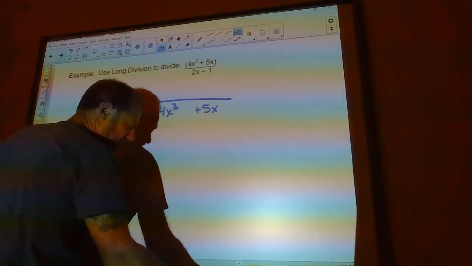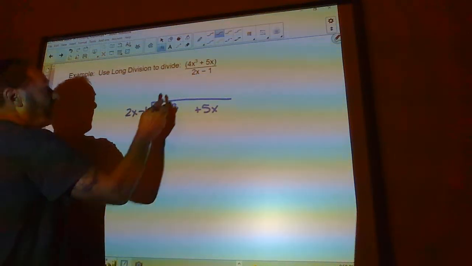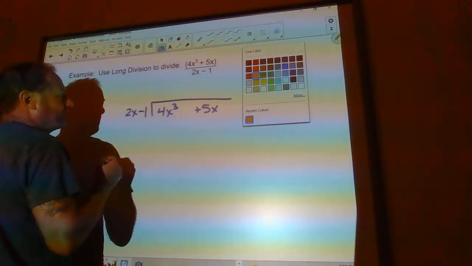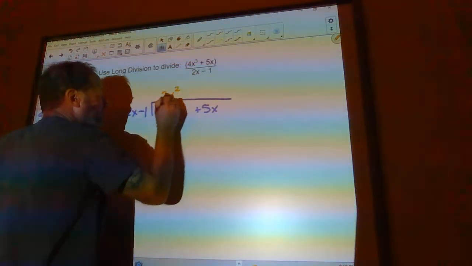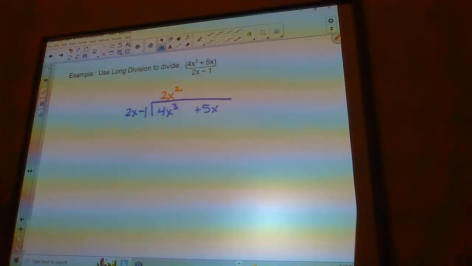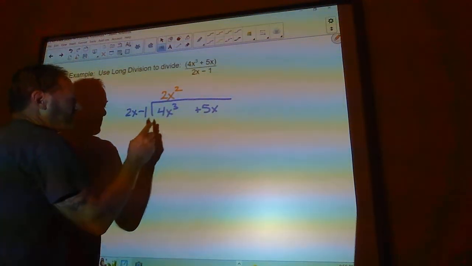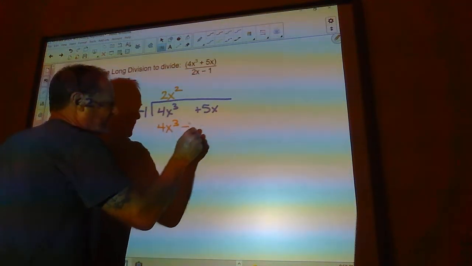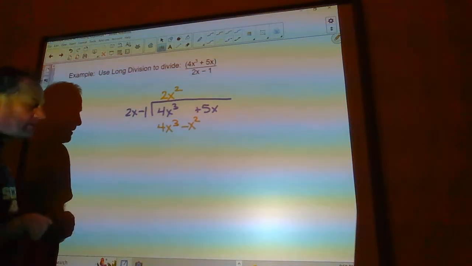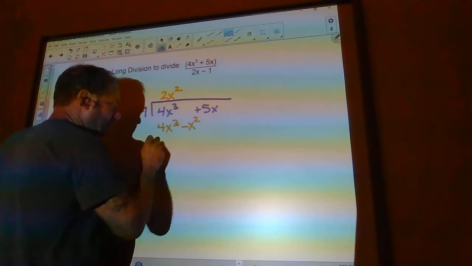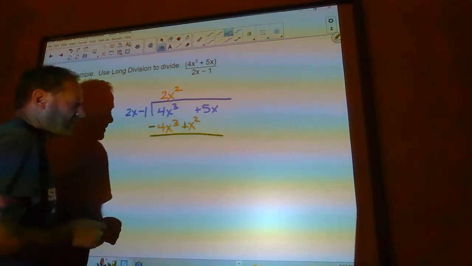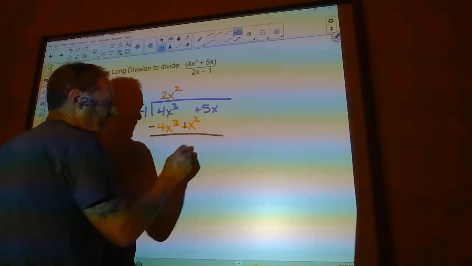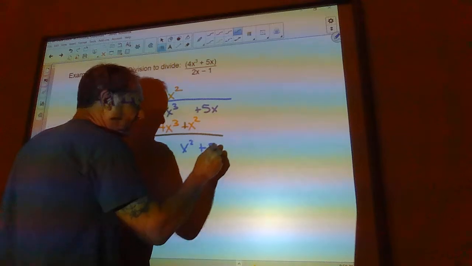Okay, so I asked myself, what do I have to multiply 2x by to get 4x cubed? And that would be 2x squared. Okay, 2x squared times 2x is 4x cubed minus x squared. See, the x squared is going to fit right in here. And now I'm going to subtract this, so I change the signs. And I add this up, and this goes away, of course, and I get x squared plus 5x.